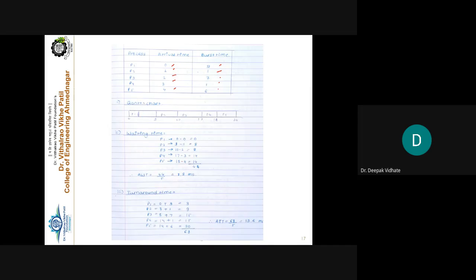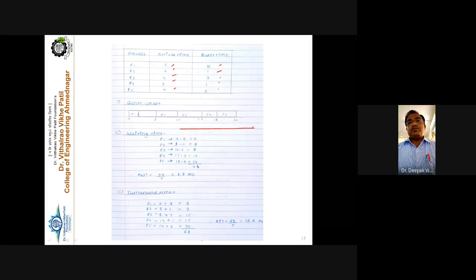Starting from 0, we'll go. First, the arrival time of each process is considered. The arrival time of process P1 is 0, so we start to draw the Gantt chart. Suppose this is a time axis T, and we start our process at 0. At the zeroth time instant, how many processes are available in the system? Only one process, that is P1.